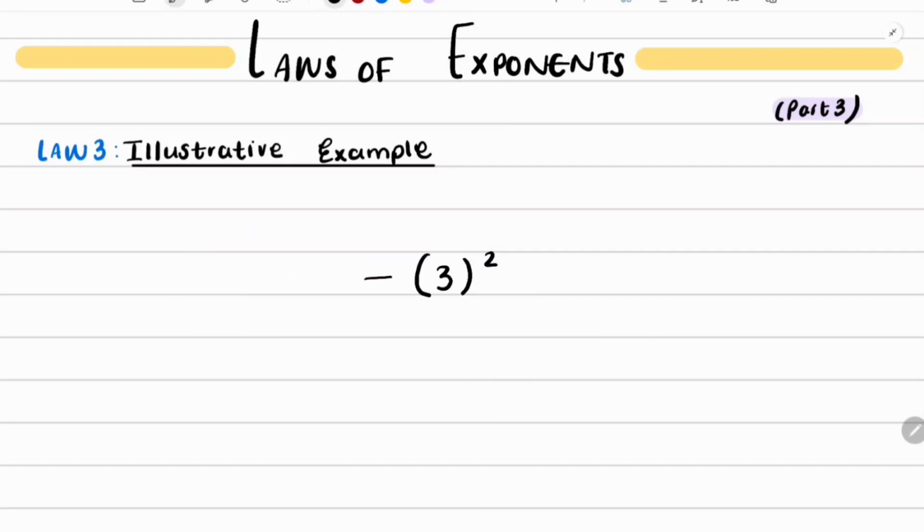Okay, so before getting on with the next example, I just wanted to show you this scenario, just so that you can understand this concept. When we have negative and then bracket 3 to the power of 2, where do we start? Do we start with the negative and multiply it into the 3? Or do we start by squaring this 3?